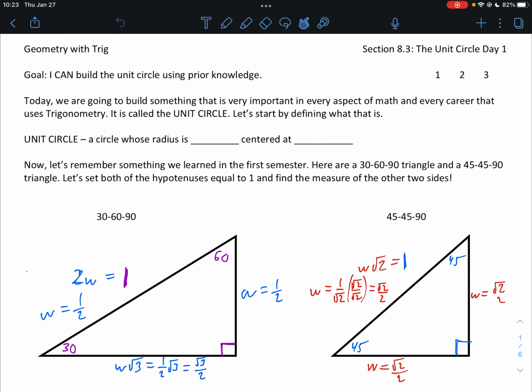All right, everyone. Today we're going to start our look at the unit circle. So in this video today, we're going to look at all the angles in degrees and radians, and also the coordinate points of each one. So let's start with what is the unit circle.